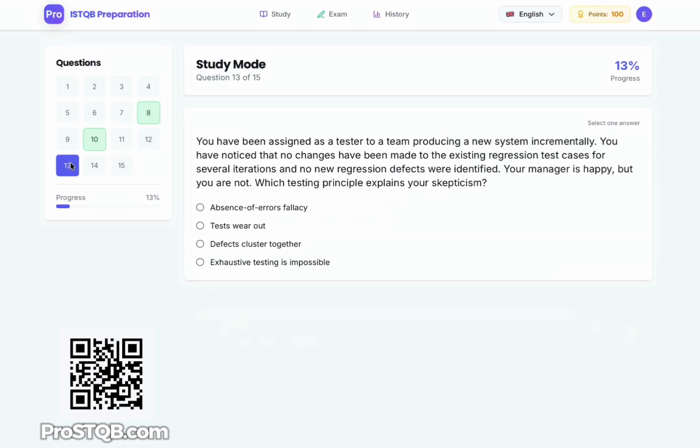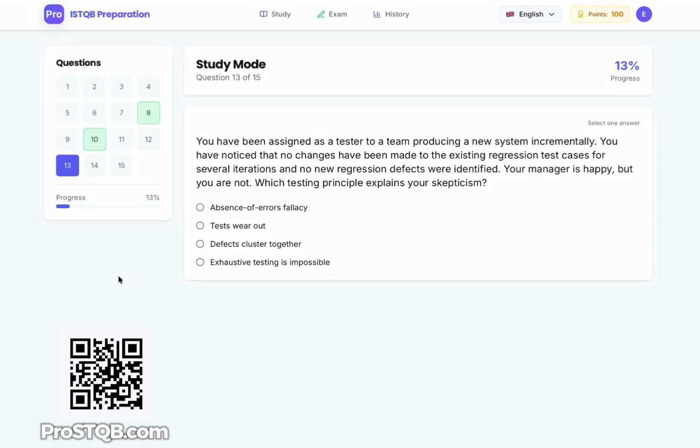Question number 3. You have been assigned as a tester to a team producing a new system incrementally. You have noticed that no changes have been made to existing regression test cases for several iterations, and no new regression defects were identified. Your manager is happy, but you are not. Which testing principle explains your skepticism?